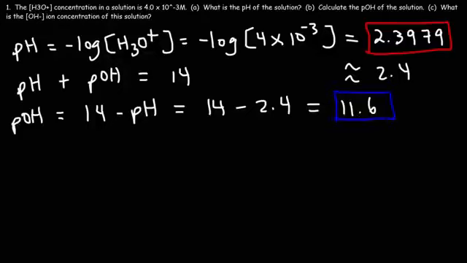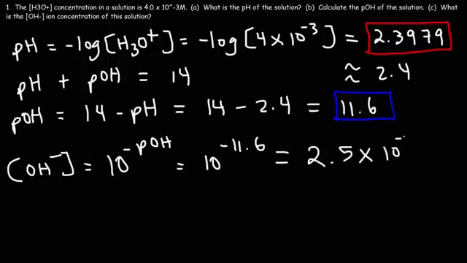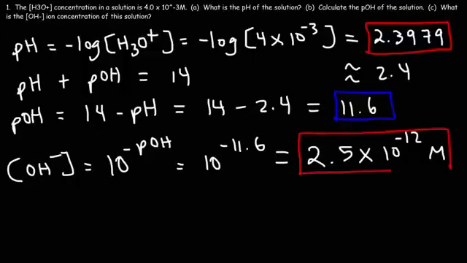Now what about part C? What is the hydroxide ion concentration of the solution? To calculate the hydroxide ion concentration, we could use this formula. It's 10 raised to the negative pOH. So that's 10 raised to the negative 11.6. So that's going to be approximately 2.5 times 10 to the negative 12, and the unit will be molarity, or moles per liter. So that's the hydroxide ion concentration of this solution.